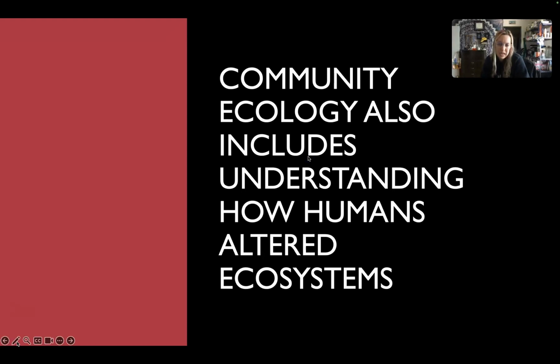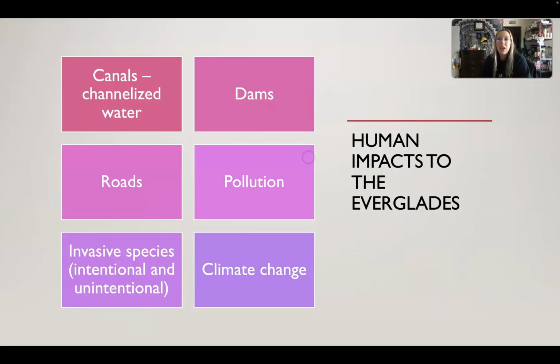What's also really fascinating is community ecology also includes understanding how humans have altered these ecosystems, right? We often have numerous and significant impacts on ecological communities. Here are some of the impacts that we have had on the Everglades specifically. We have created canals, which have then channelized water.